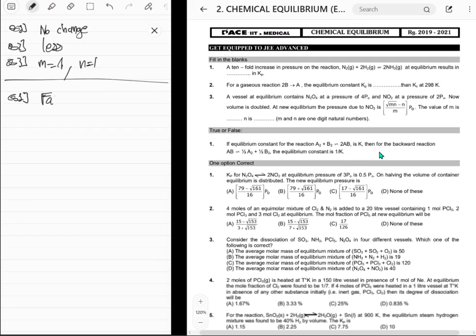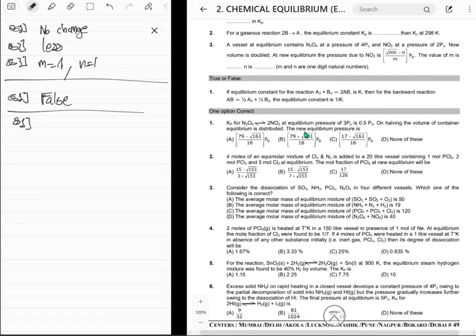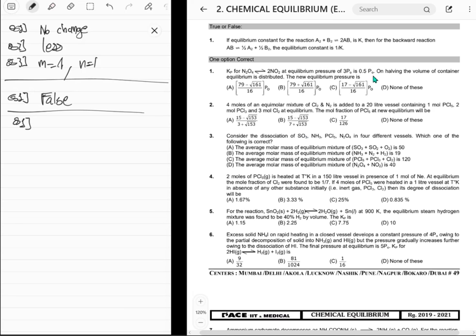So it's false. Question number 2. Sorry, question 1 once again. Right, one option correct. Kp for this thing at equilibrium pressure of 3 P naught is 0.5 P naught. On halving the volume of the container, the equilibrium is disturbed. The new equilibrium pressure is... So yeah, it's the same kind of question as the previous one.